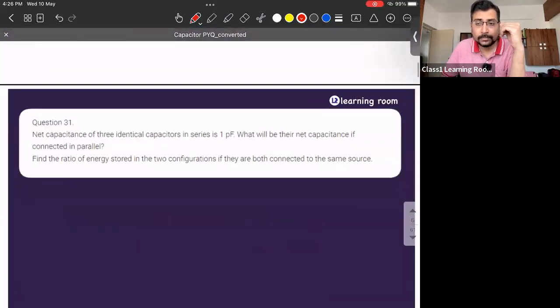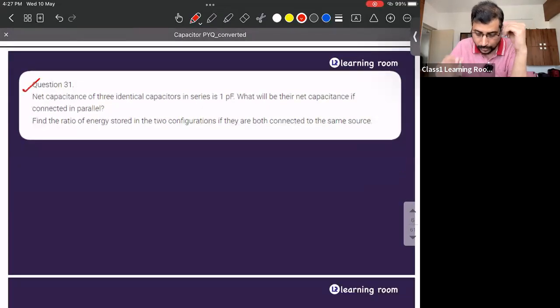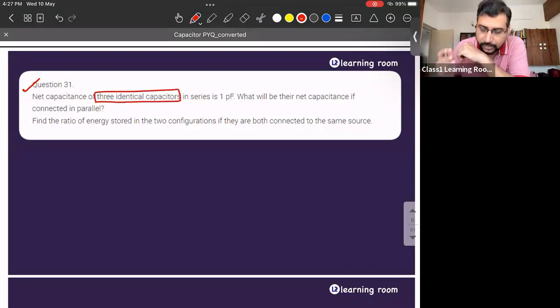So did you all copy it? Did you all copy the question and answer? Yes. So the net capacitance of 3 identical capacitors in series is 1 picofarad. What will be their net capacitance if they are connected in parallel? So observe, read the question. There are 3 identical capacitors which are connected in series. So the equivalent capacitance of this connection is 1 picofarad. What will be their net capacitance if they are connected in parallel?